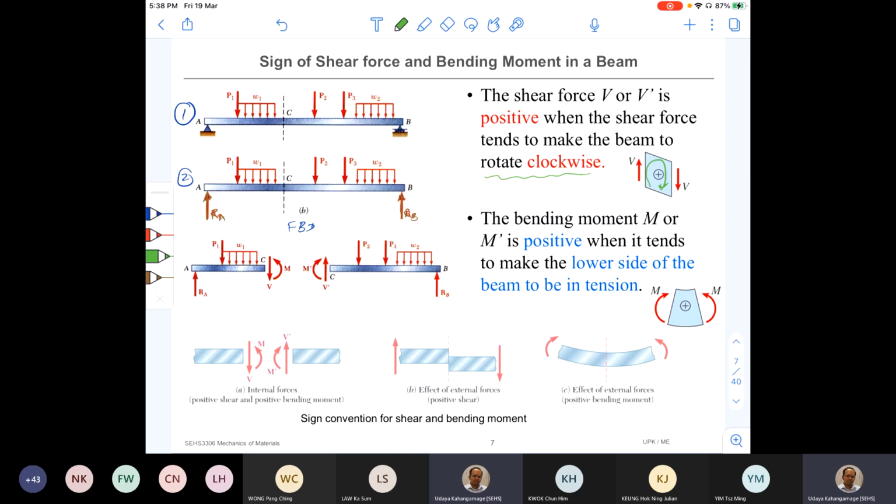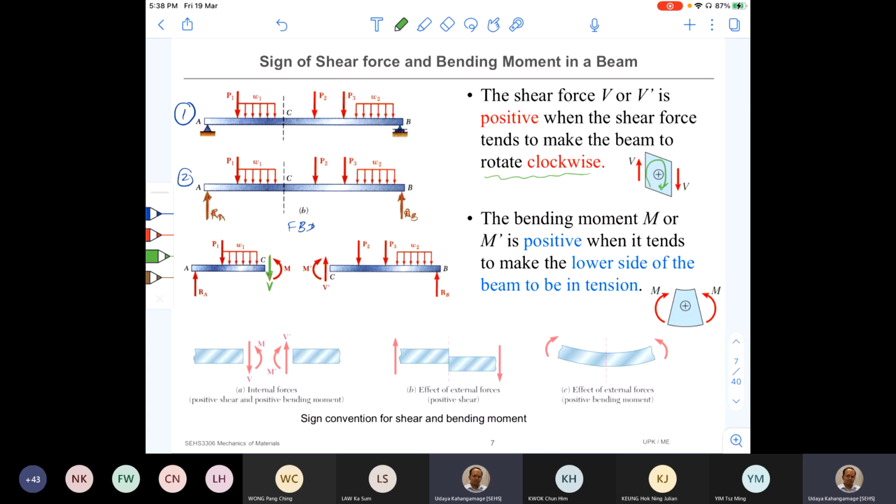A beam portion which is subject to clockwise rotation. So how do you see the clockwise rotation? Now I'm going to mark the shear force while cutting the beam at C. And this is the shear force V. I mark it in downward direction here.